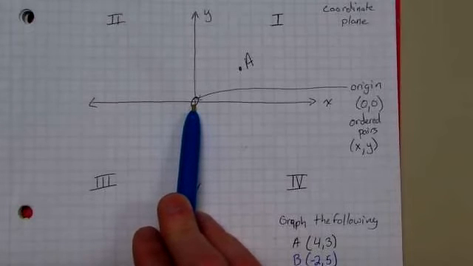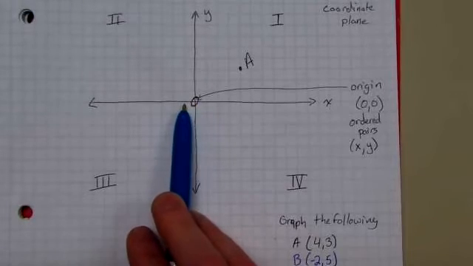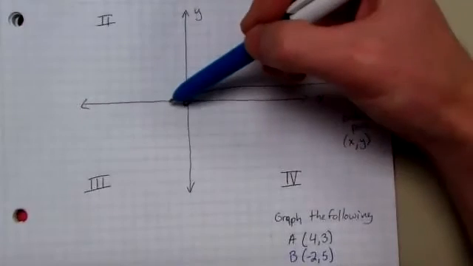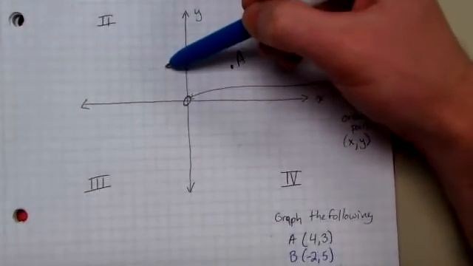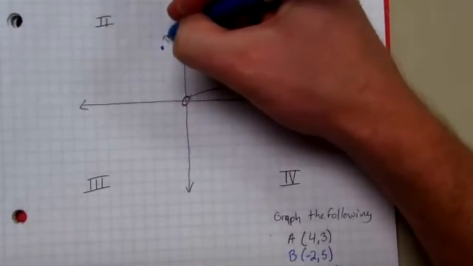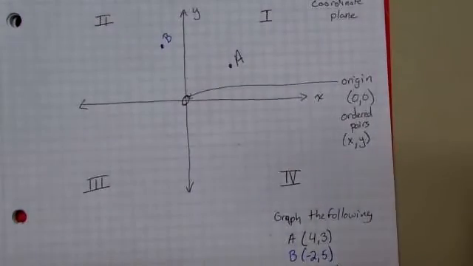So we're going to go -2 on the x. Well, -2 is to the left, so we're going to go 1, 2 to the left. And then 5. 5 is positive, so we're going to go up 5. So we're going to start right here. 1, 2, 3, 4, 5. Boom, right here. This is B.